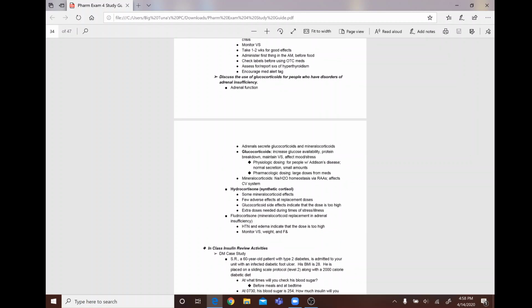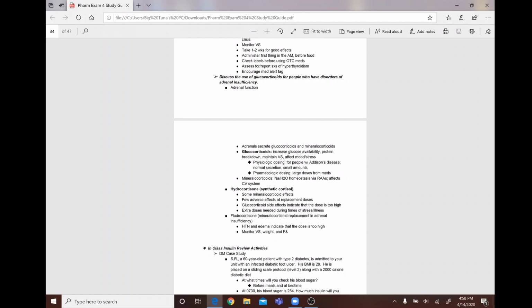All right, what do the adrenal glands secrete? Glucocorticoids and mineralocorticoids. What do glucocorticoids do? Increase glucose availability, break down protein, maintain vital signs, and affect mood and stress. How do we get the physiologic dosing of glucocorticoids? Normal secretion in small amounts.